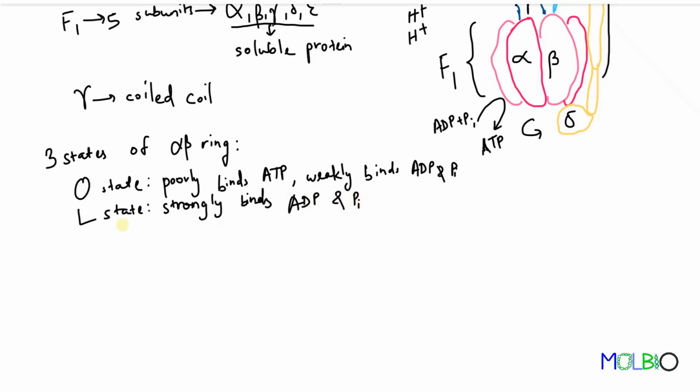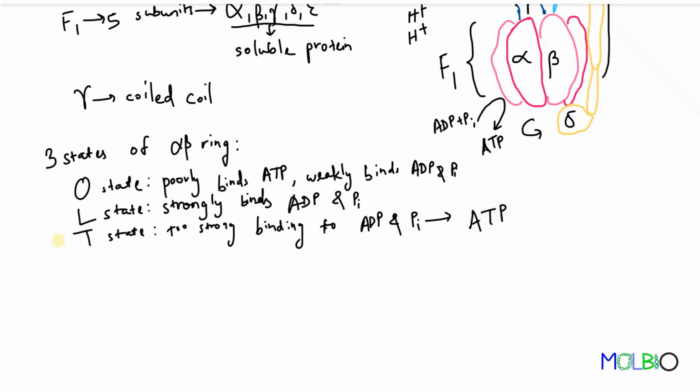Now, in the T state, the last state, the binding becomes too strong. A tight interaction which brings the ADP and Pi close enough for them to react and become ATP. Now this reaction derives its energy from the flow of proton ions along their concentration gradient, making this reaction spontaneous. And once the ATP is formed, the state reverts back to the O state and ATP is released, because in the O state, as I've stated already, the ring binds poorly to ATP.